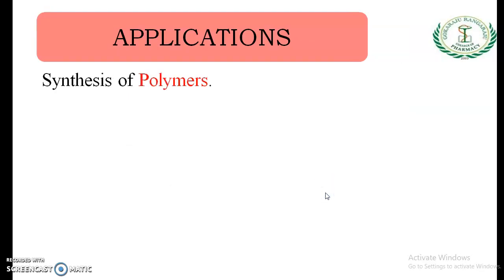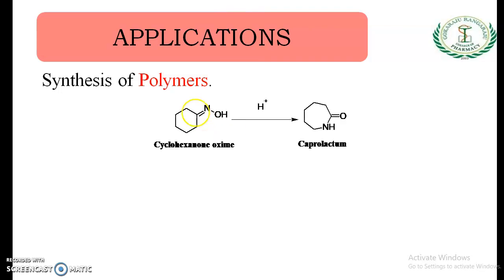Coming to the applications, Beckmann's rearrangement is used in the synthesis of polymers in the polymer industry. Here cyclohexanone oxime, on treating with strong acidic reagents, results in formation of caprolactam. This caprolactam is one of the precursors used for synthesis of polymers.